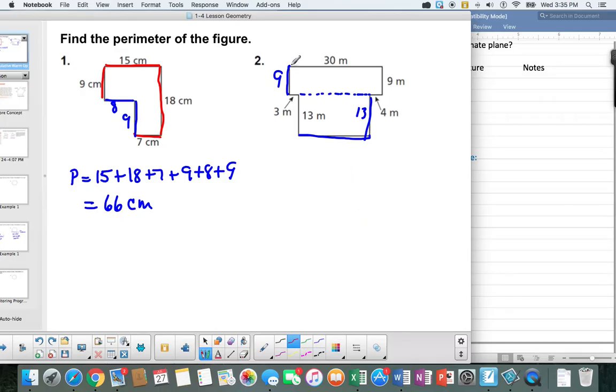And I can see this whole length here is 30, so I know that these lengths right here also have to add up to 30. So that means this would have to be 23 in order for 3, 23, and 4 to add up to 30. So now I know the lengths of all the sides. 30 plus 9 plus 4 plus 13 plus 23 plus 13 plus 3 plus 9. And I'll just trust that you can put that in the calculator and find your answer. Let's go ahead and move on.